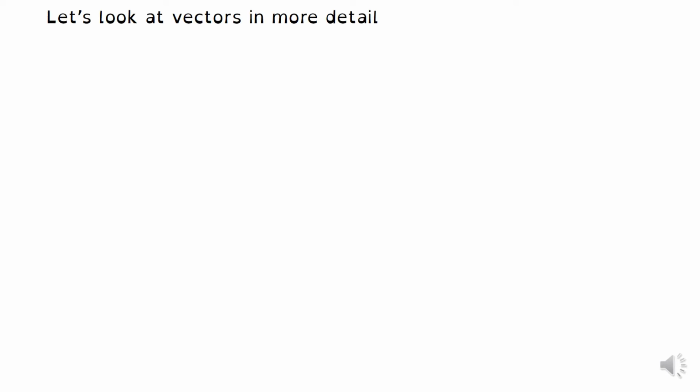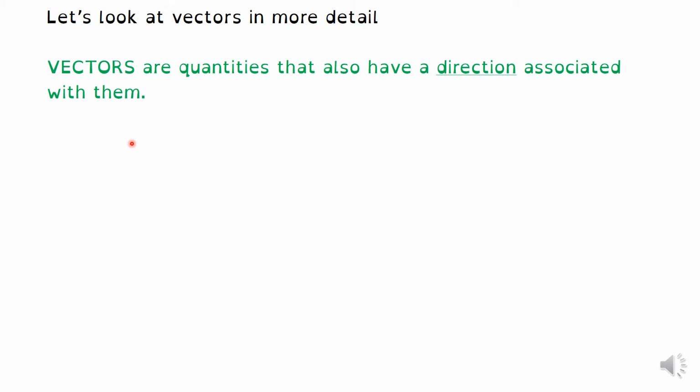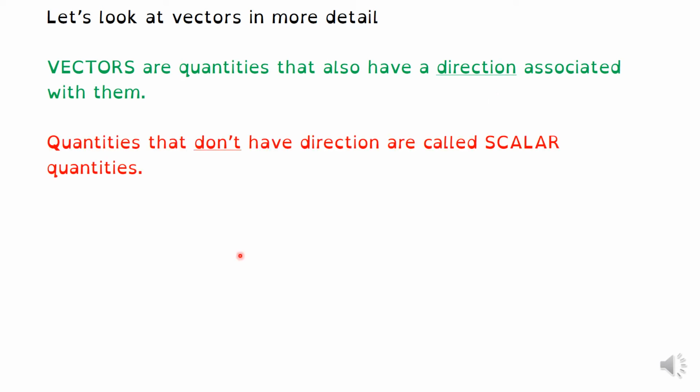So let's have a look at vectors in more detail. On the previous slide, we said that vectors are quantities or measurements, something that has a size, that also have a direction associated with them. So we would say weight 10 newtons down, lift 10 newtons up. We would always say the size and the direction of the force.